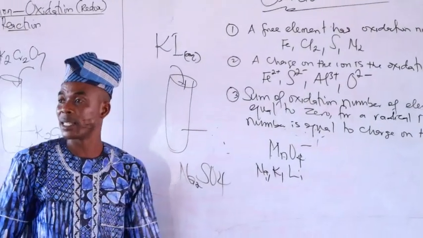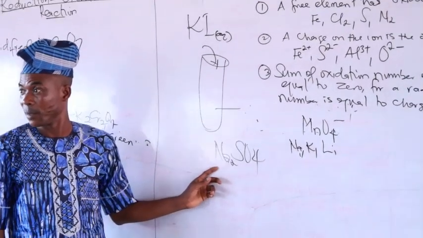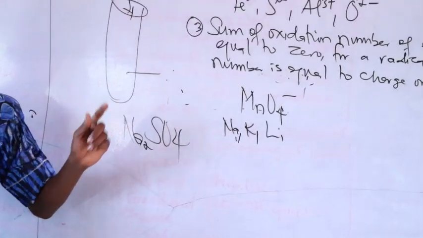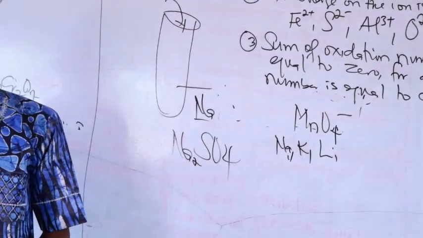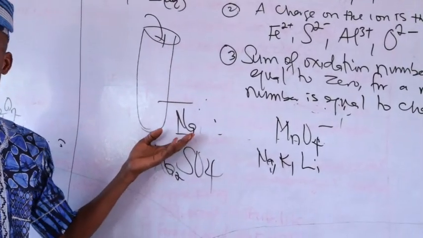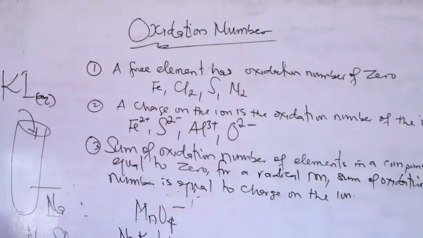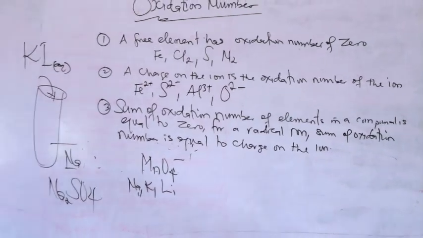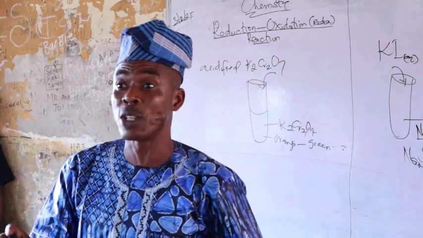But when you see them in a compound, for example Na2SO4, you can see we have sodium here in a compound. The oxidation number of sodium here is going to be +1. It is different from when you have sodium on its own. That is a free element, and we have said the oxidation number of a free element is 0. Are we together? So group 1 elements, when you find them in a compound, have an oxidation number of +1.